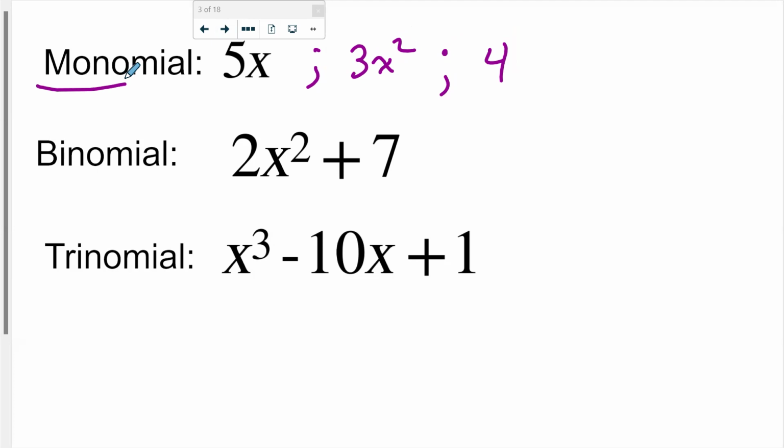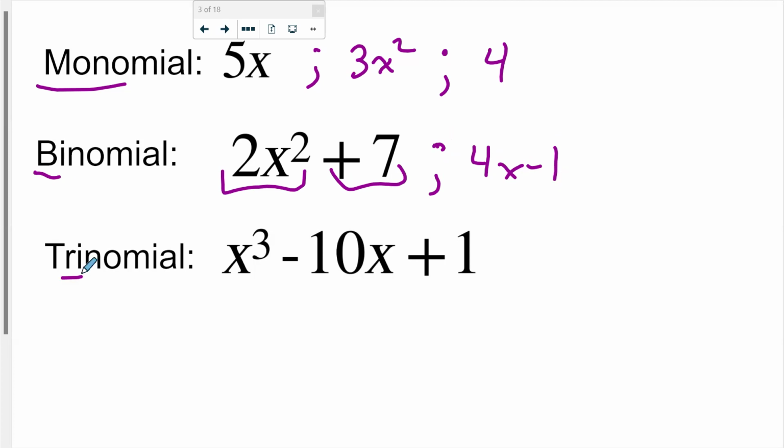The next one we're going to look at is a binomial. Bi means 2, like a bicycle has 2 wheels. And so for this one, we have 2 terms here. We have the 2x squared and we have the plus 7. Those are our 2 terms, binomial 2. Now, you could see something like this, like 4x minus 1. That is also a binomial.